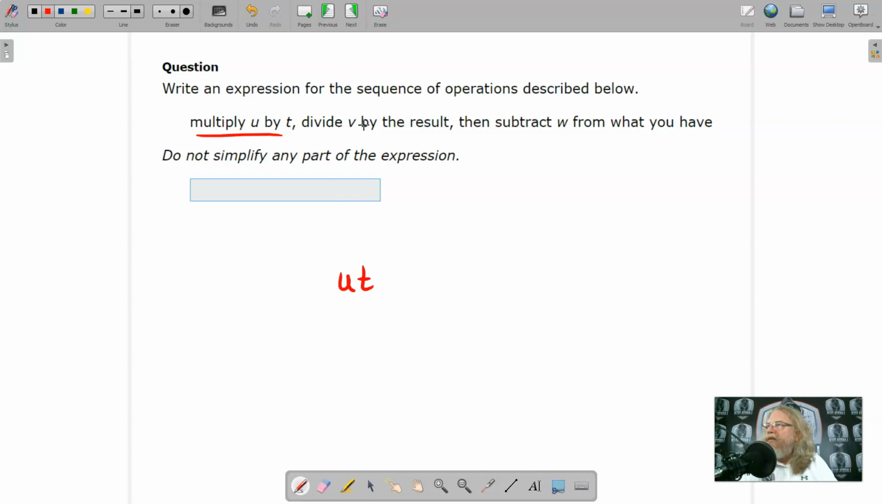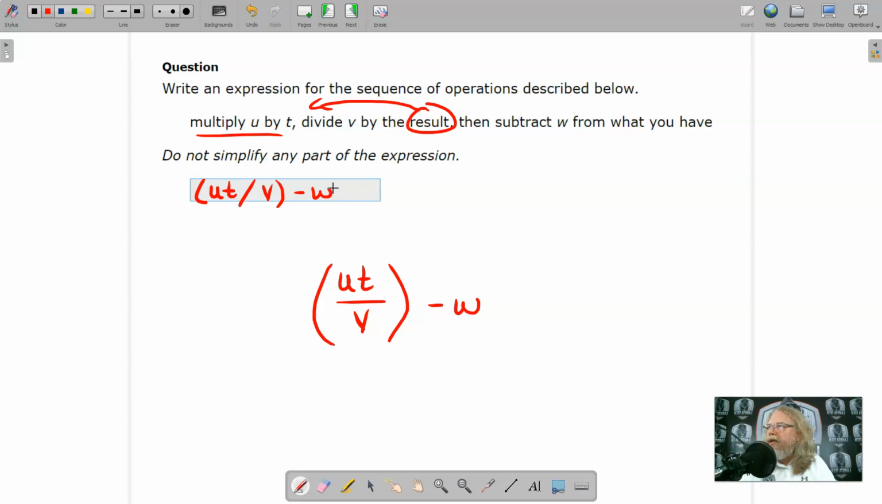Then divide v by the result. So we're dividing v by the result over here. What's getting divided is the denominator. And then after that, we want to subtract w from what you have. So let's go ahead and put parentheses here first so we know we have to do everything here, then subtract w. So we're going to put in parentheses, the letter u, the letter t, backslash, the letter v, parentheses, minus w.